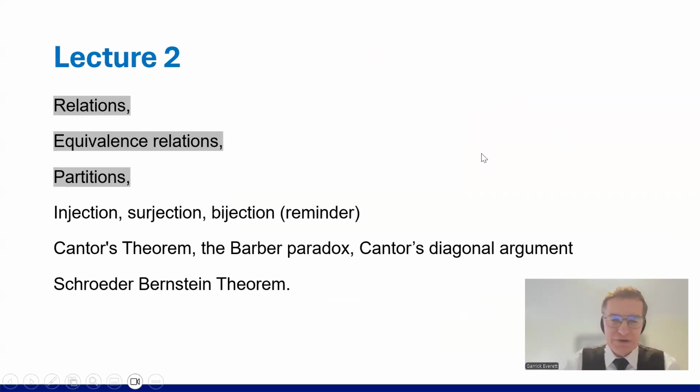Okay, so we're going to do injection, surjection, and bijection. Just a really quick single frame reminder. Then I'm going to do Cantor's theorem, the Barber paradox, and Cantor's diagonal argument, which is all connected to Cantor's theorem, and the Schroeder-Bernstein theorem. There's not a lot of questions that can be asked about all of this. So I'm actually going to give you a question that will be in the first assessment test, just so you don't arrive in the test and go, oh my goodness, how am I going to answer this?